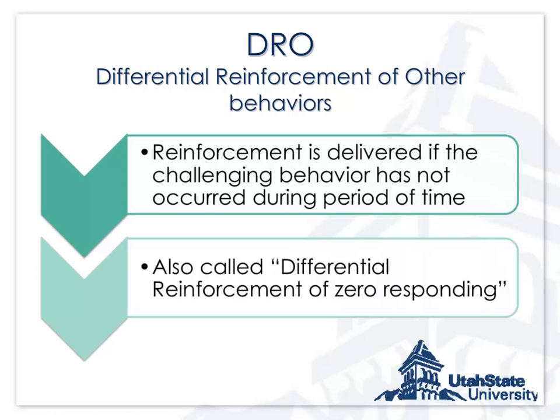Another consequence-based intervention that involves differential reinforcement is the differential reinforcement of other behaviors, or DRO. Here, rather than targeting a specific alternative behavior, this procedure involves delivering reinforcement if the problem behavior has not occurred during a specific time period. This procedure is also called differential reinforcement of zero responding, since the goal is to reinforce the absence of problem behavior. It teaches that the behavior will no longer result in reinforcement, while still giving access to the reinforcer after the behavior has not been emitted for a certain amount of time.